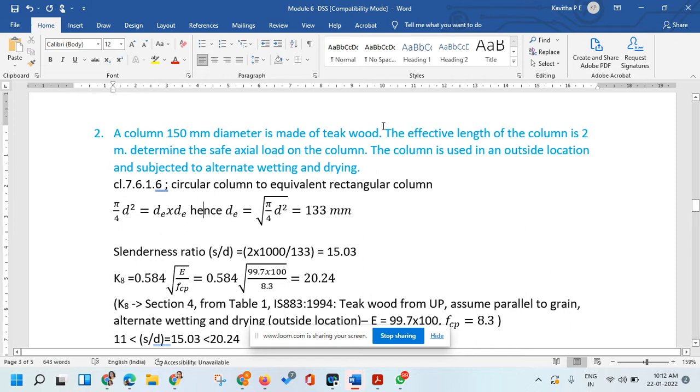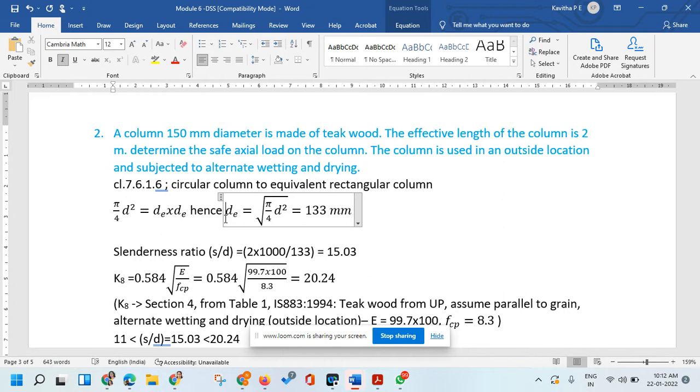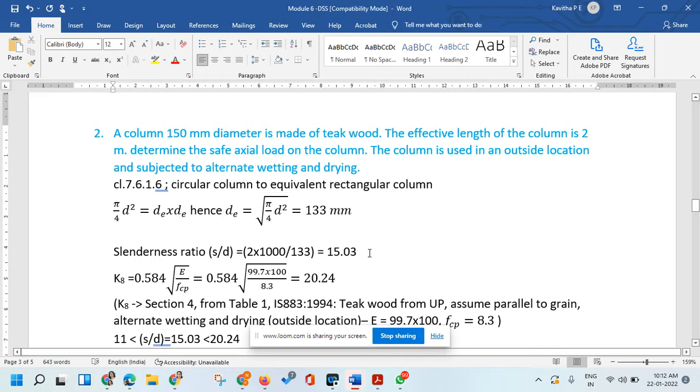We have to find the safe axial load, and it is given that the column is in an outside location, subjected to alternate wetting and drying. It is not continuously wet, but alternate wetting and drying, and outside location. Since it is a circular column, I have to equate it to an equivalent square column. So I am equating the area of circle to area of square. That is pi by 4 d square is d equivalent into d equivalent. Thus I get the equivalent square dimension as 133 mm. Now I will be proceeding with the 133 for the further calculation.